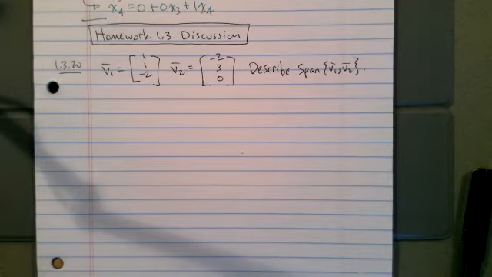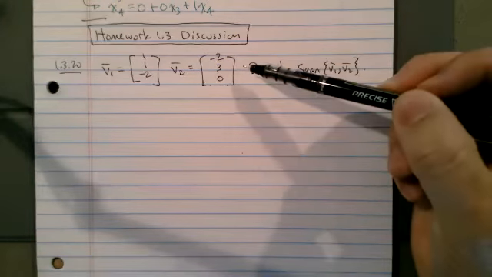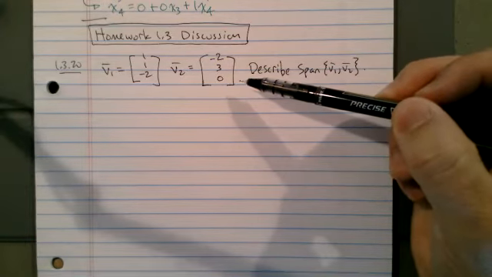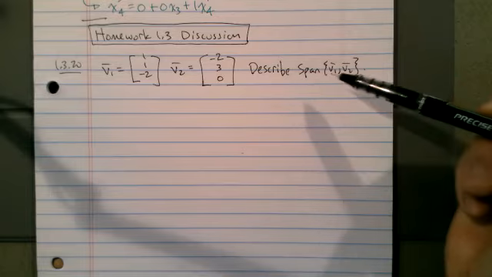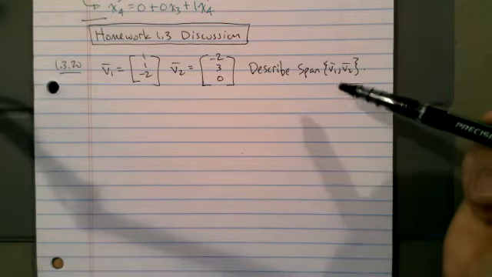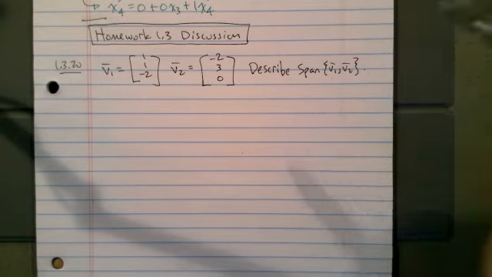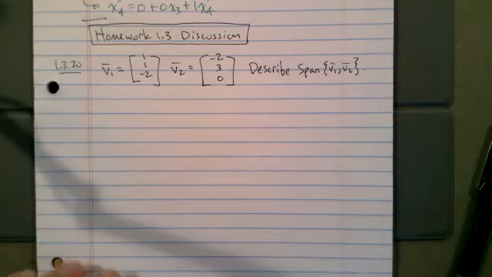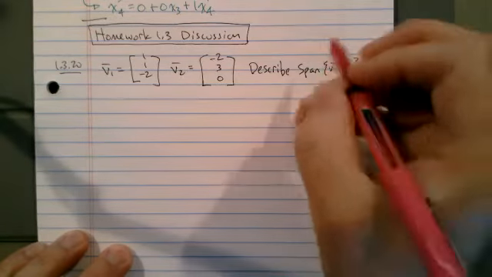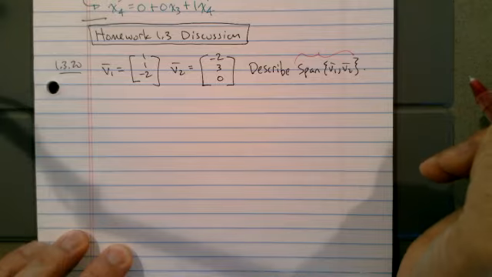So in problem 20, we have these two vectors, v1, which is (1, 1, -2), and v2, which is (-2, 3, 0). And we want to describe the span of v1 and v2 geometrically. The span of a set of vectors is the set of all possible linear combinations of those vectors.